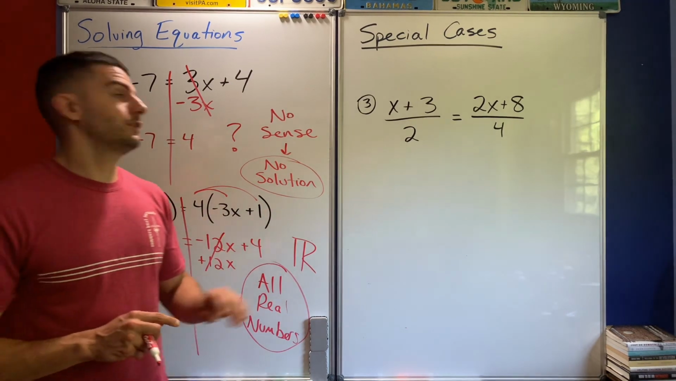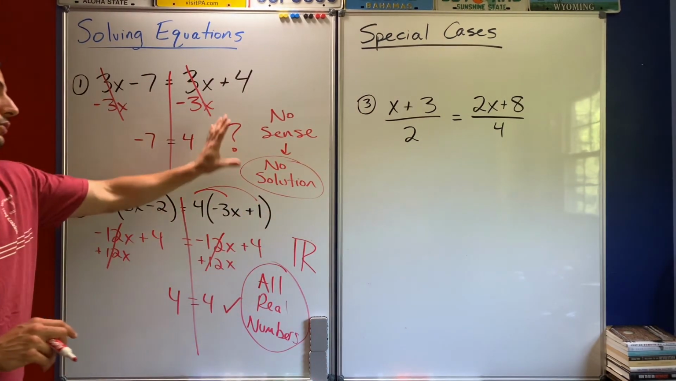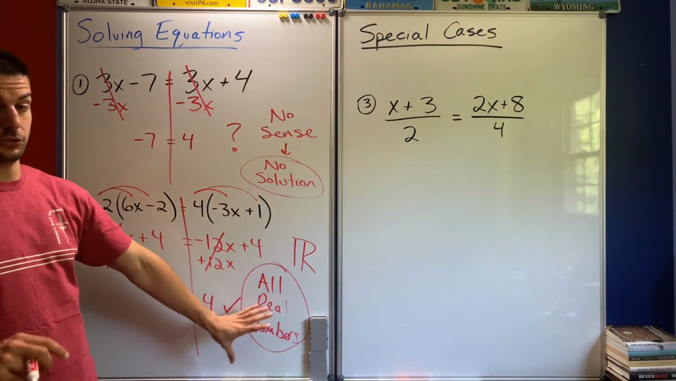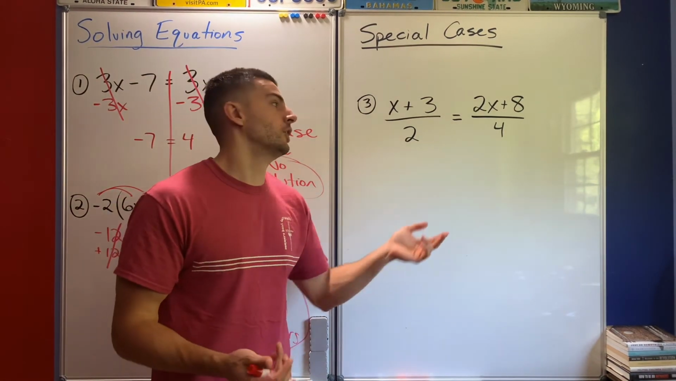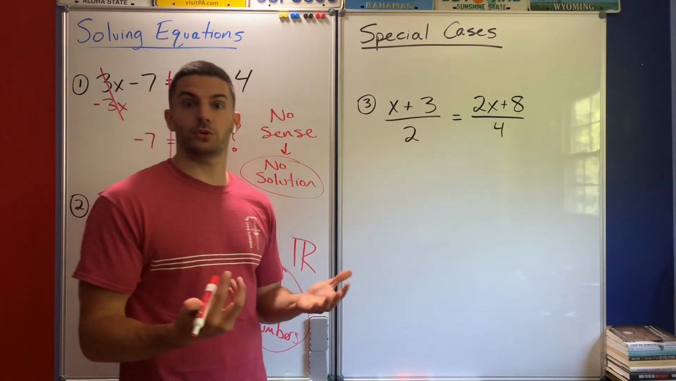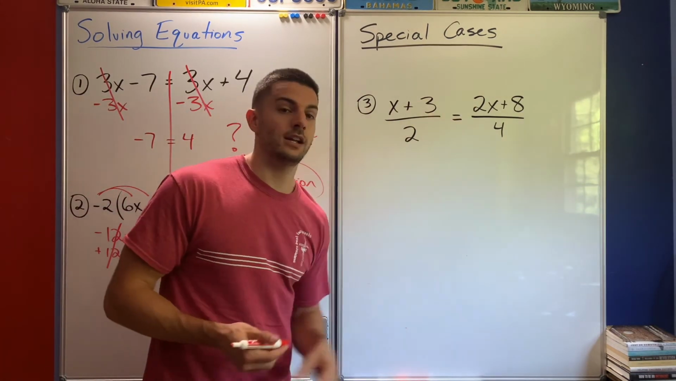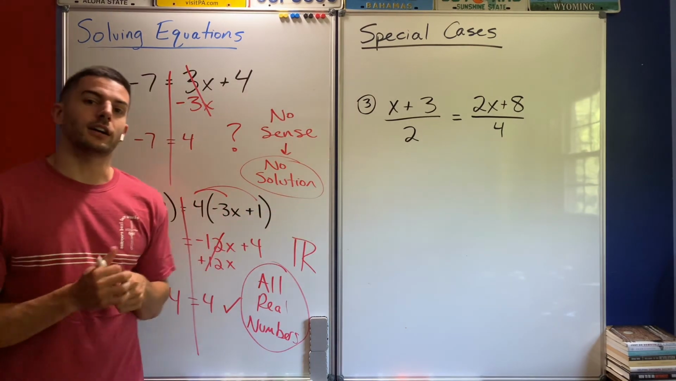Okay. Now, if you want, I have a third one up here. I'm telling you this is going to be one of your two situations, either no solution or all real numbers. And I want you guys to pause the video and try and figure out which one this would be. It's a proportion. So again, you start by cross multiplying. But take a minute or two if you want, pause the video and try to solve number 3 here yourself.